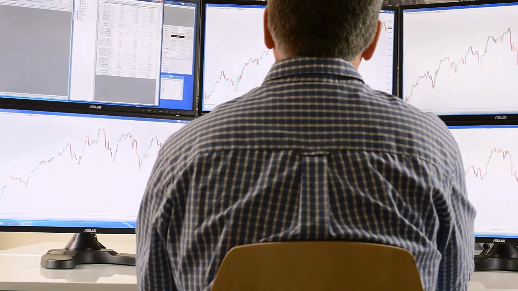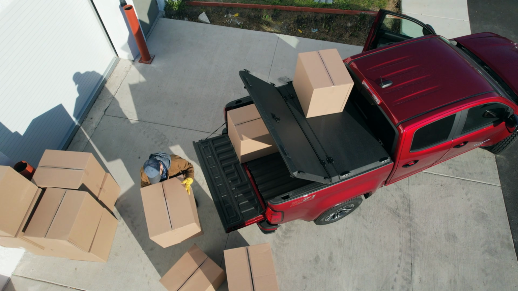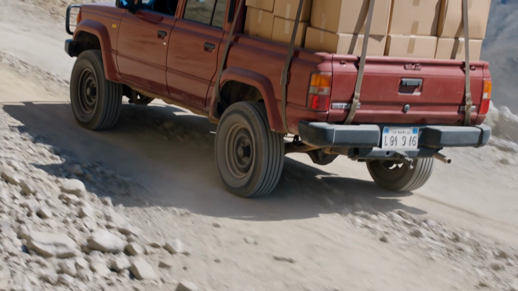Everything looks fine. And then they assume it'll hold. Then the bell rings and the volume floods in and the whole thing buckles right under your hands. It's like loading your truck in the driveway and thinking it's fine and then trying to climb a mountain with it. So what do you actually do about it?